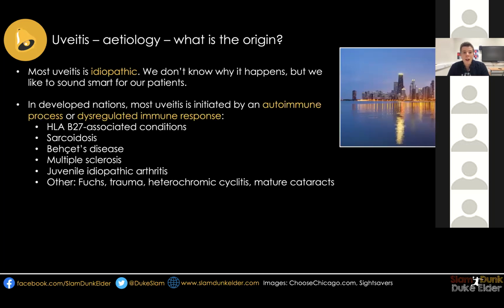So in developed nations, okay, places that hopefully a few of us are residing in right now, I don't know, hopefully. In developed nations, most uveitis is autoimmune related or due to a dysregulated immune response. And we'll talk about the difference between the two because there is a subtle difference. And as a result, we have a lot of conditions that we need to know about that cause these autoimmune or dysregulated immune responses to cause uveitis in the developed world.